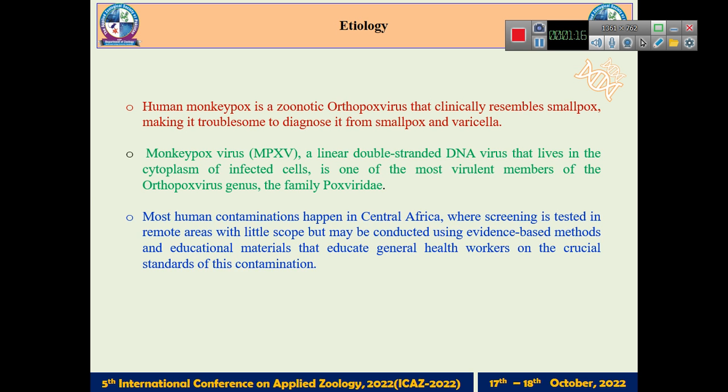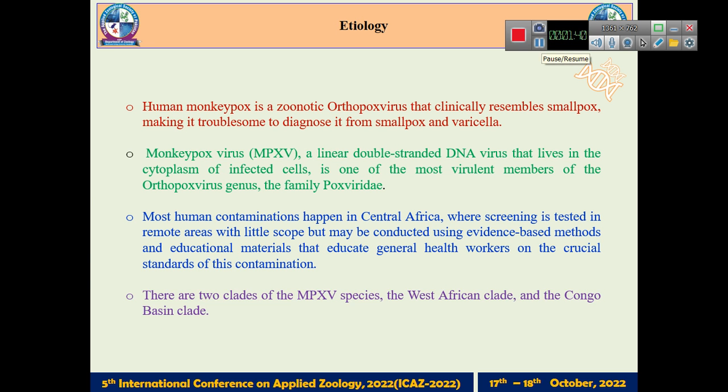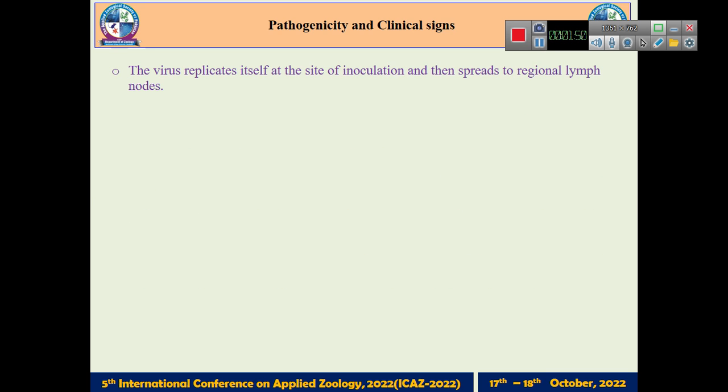Most human infections happen in Central Africa, where screening is limited in remote areas with little scope, but may be conducted using evidence-based methods and educational material that educate general health workers on the crucial standard of these infections. There are two clades of monkeypox virus species, the West African clade and the Congo Basin clade.